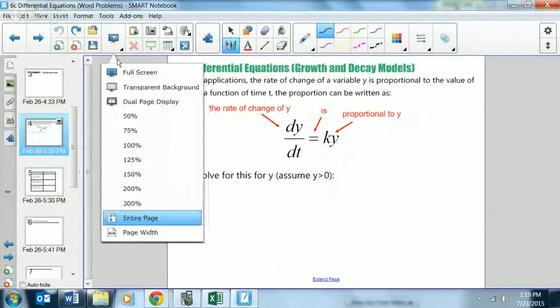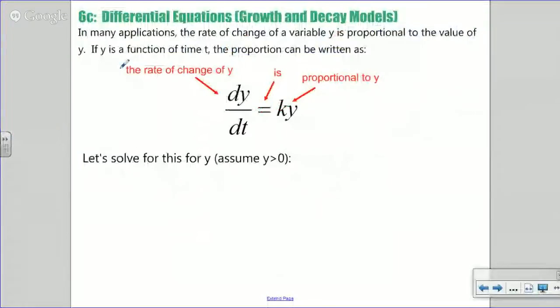Well, welcome back, everybody. We are going to continue on with differential equations today. This is what I call section 6C in your book, Differential Equations with Growth and Decay Models. So in your calendar, I said differential equations, word problems. These differential equations are actually going to be much easier than the ones you had for homework from section 6B.